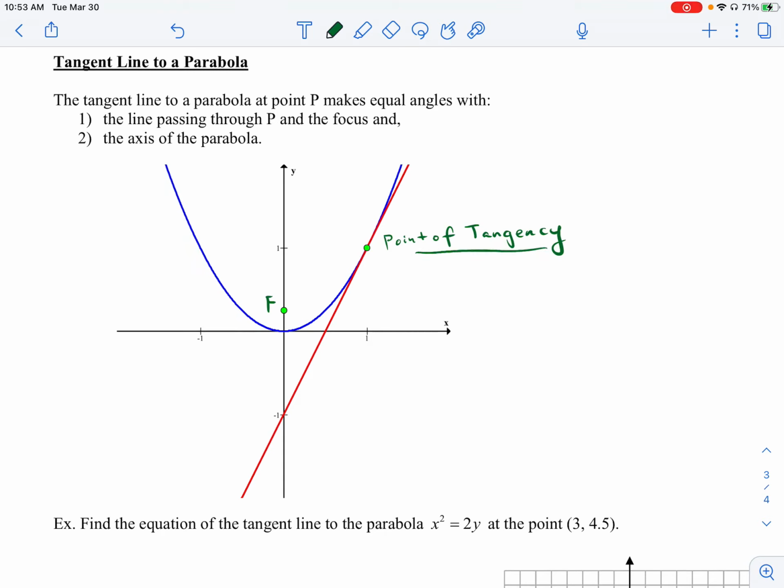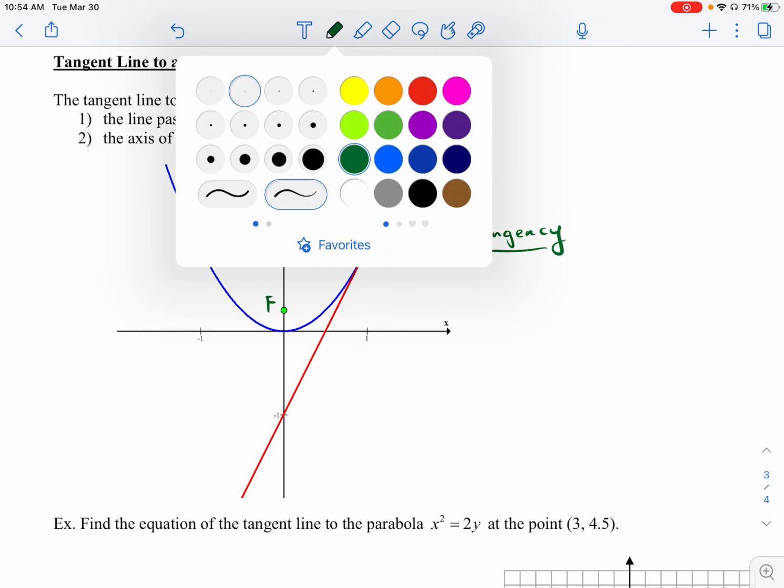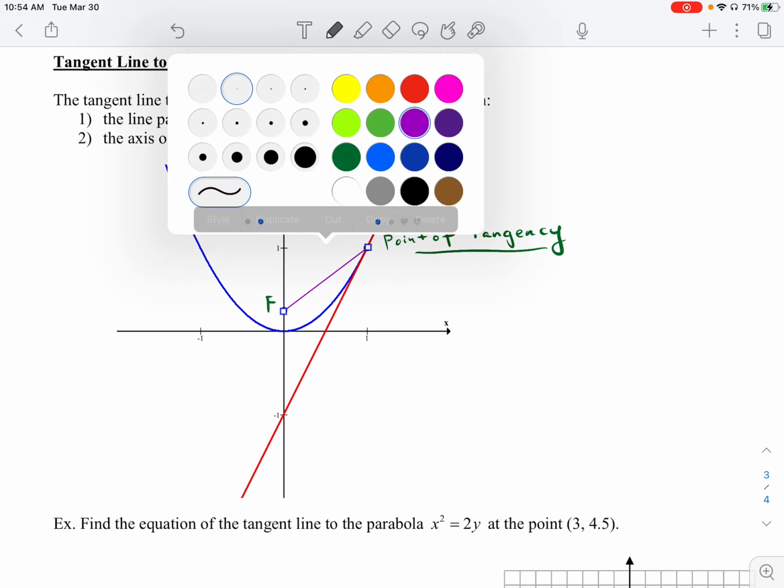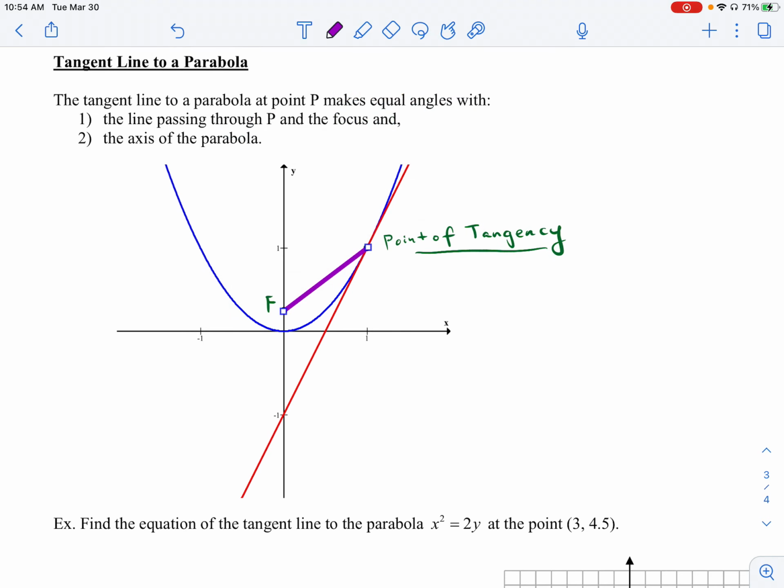And with parabolas, what's unique about the tangent line is that the distance from that point of tangency to the focus, so let me just go ahead and draw that. The distance from the point of tangency to the focus. Let me make that a little bit more clear. Okay. And if we were to call that distance d1, for example, and I were to also draw that same distance from the focus down the axis of symmetry, and we call this here d2, d1 is equal to d2. In other words, these are congruent lines.